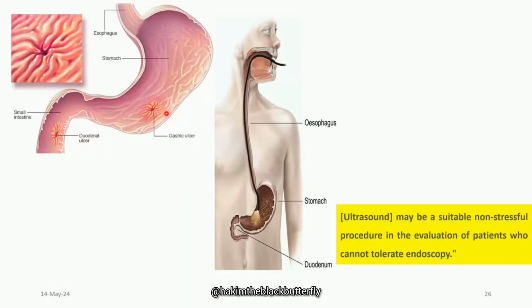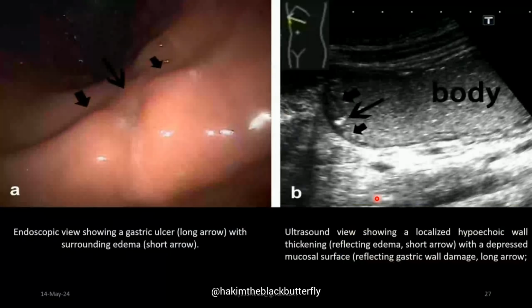But there are some patients that may not tolerate this, and it's also expensive. So ultrasound can be a non-stressful procedure that can easily help in diagnosis of these ulcers. On endoscopy, of course, if someone has a gastric ulcer, that wound or that erosion can be well appreciated. And usually whenever such erosions exist, the surrounding area will be edematous, or there will be edema surrounding this erosion. This edema is because of the inflammation that is going on because of the mucosal injury.